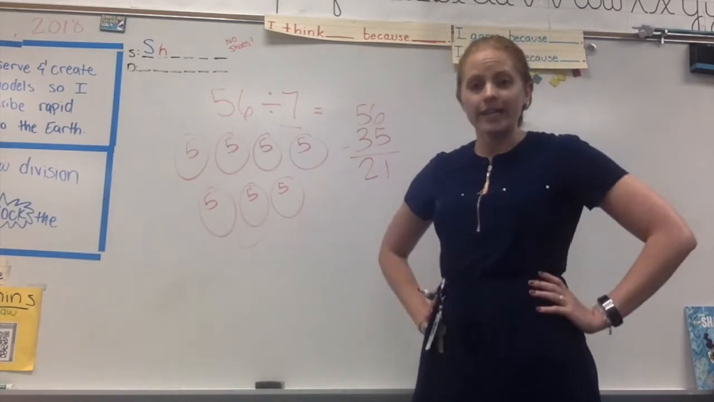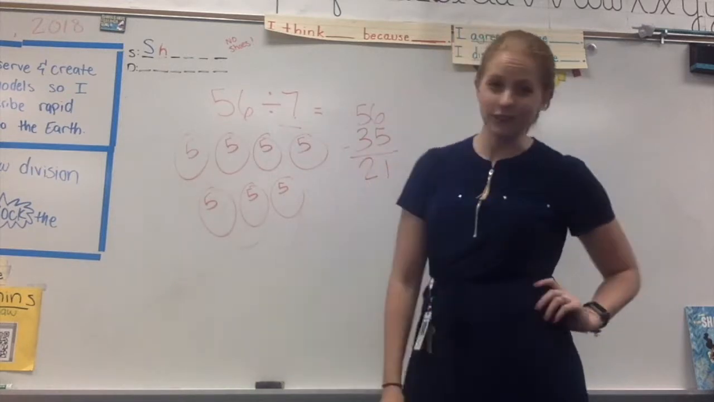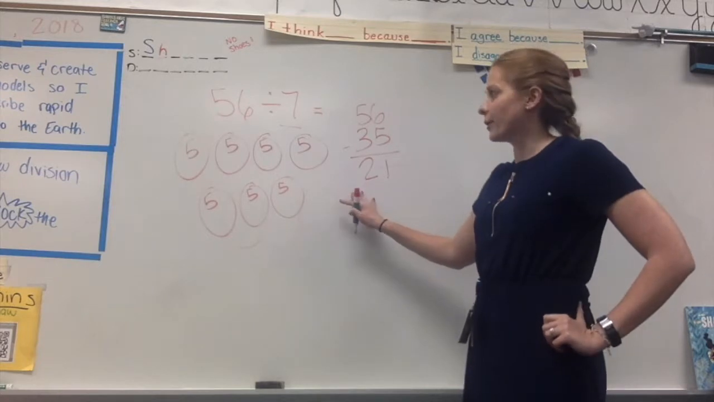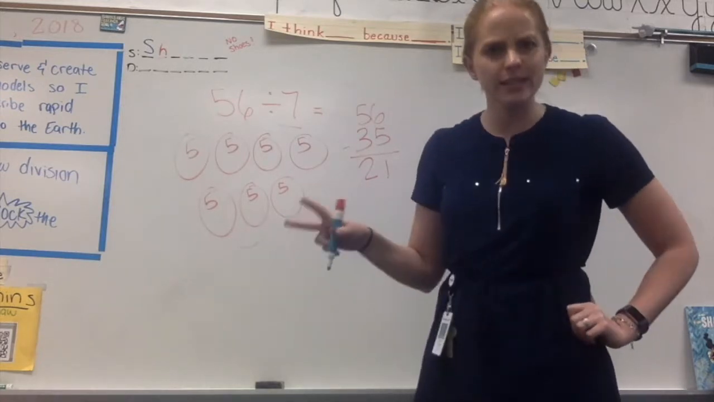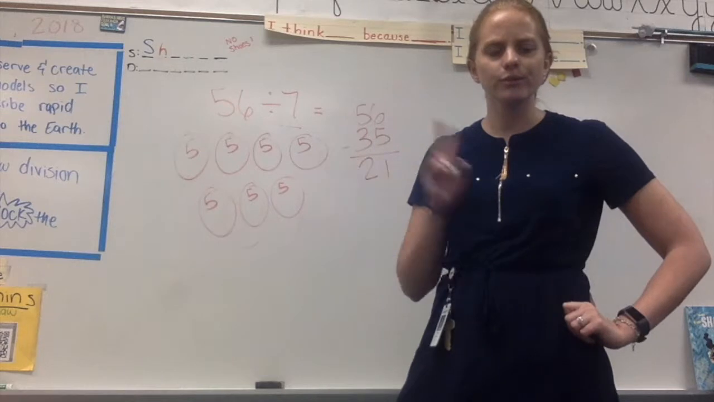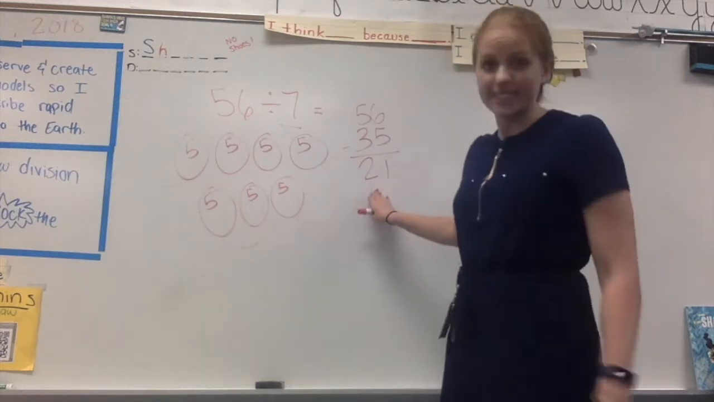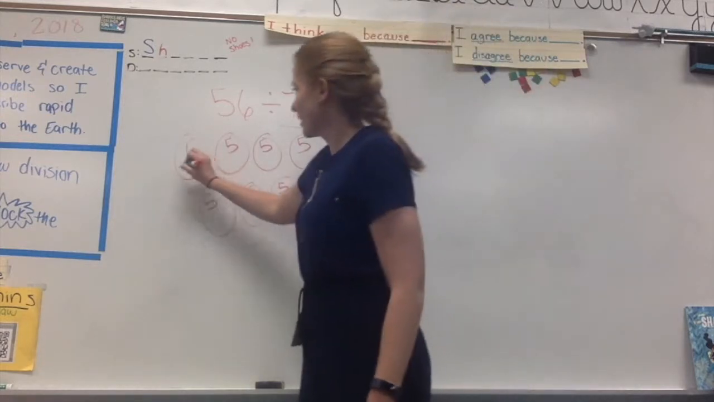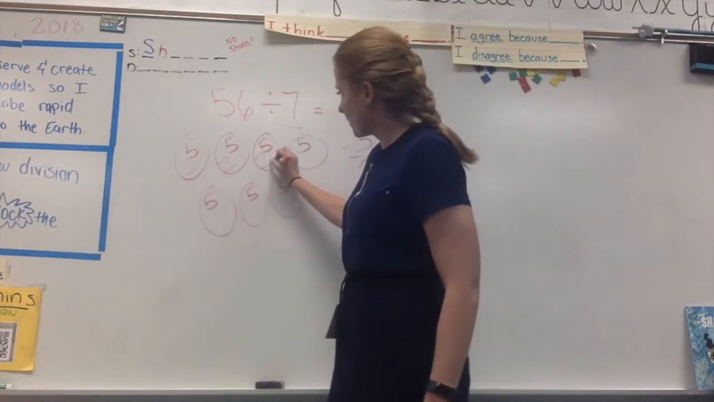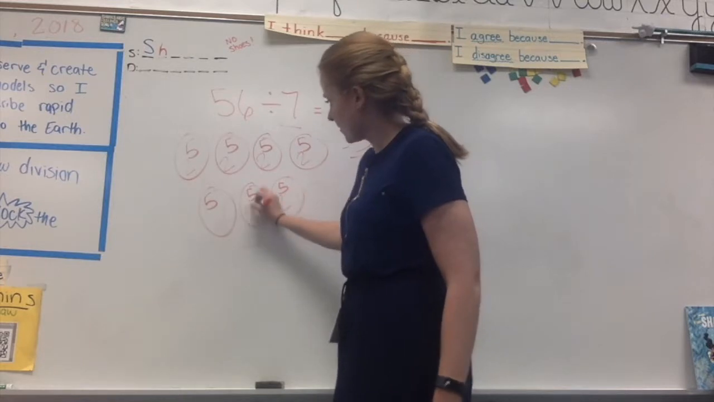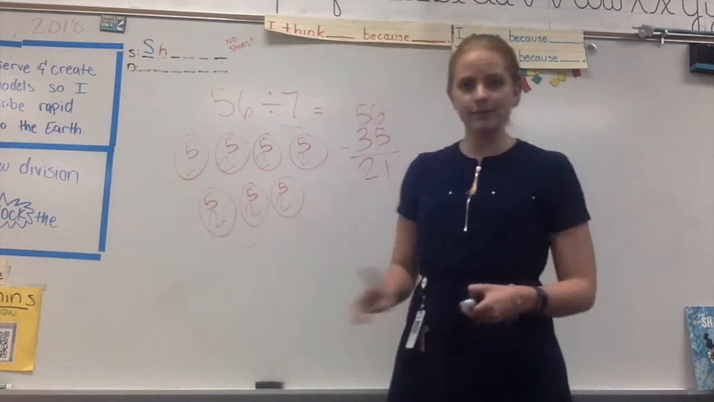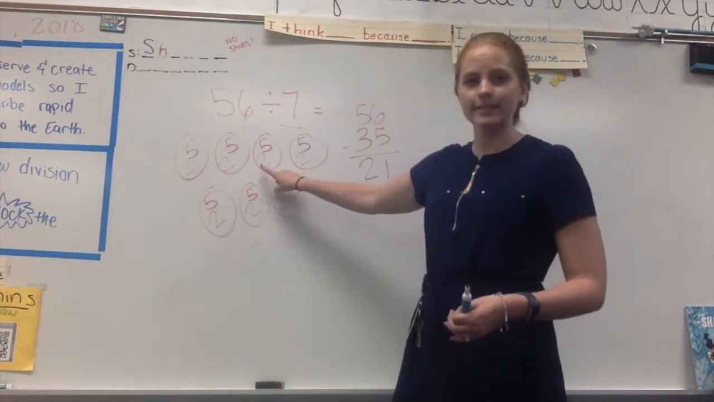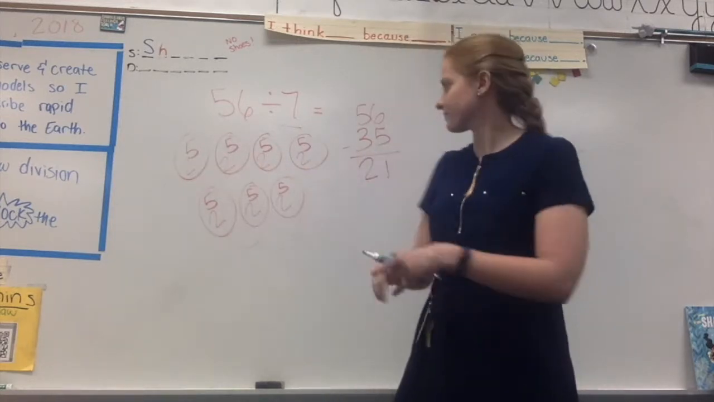Now, let's try another one. I can't do 5 this time because I don't have 35. I only have 21. So maybe I'll try 2 because I'm pretty good at multiplying by 2s. So 2 sevens, well that's 14. Well, yes, I have enough to do that, so I'm going to try putting 2 in every group. Okay, and let's see what we've used so far. 2, 4, 6, 8, 10, 12, 14.